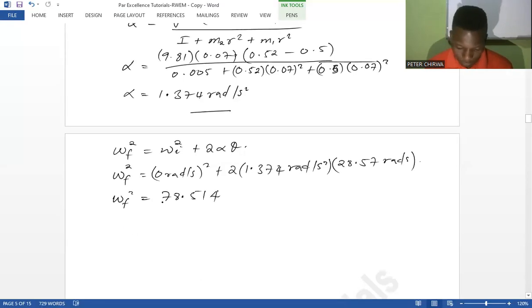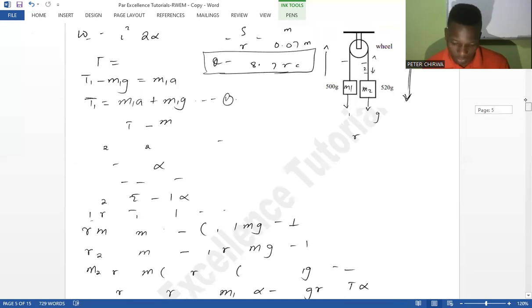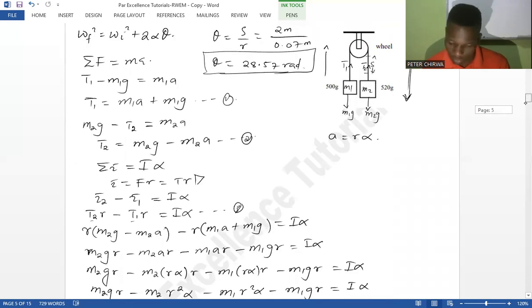and we square root both sides. We are going to have the final angular velocity as 8.86 rad per second. So this is going to be the speed that the question is asking us, the speed at which this system will drop.